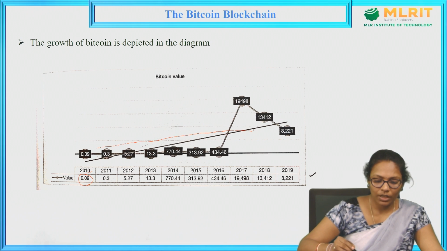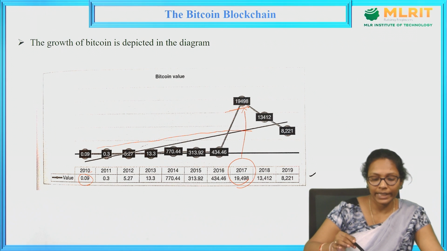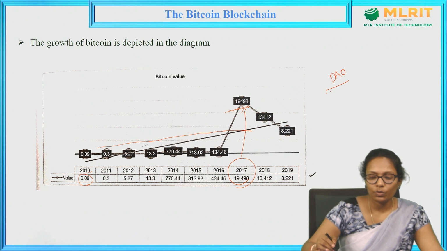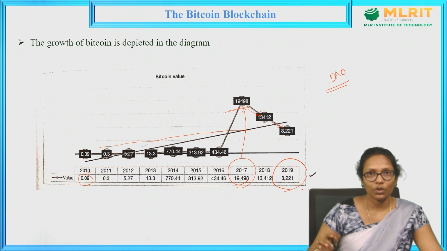And if you observe, in 2017 it reached its peak value of $19,498 US. After that, in 2017, we got an issue: an attack called the Diego attack. Because of that attack, the value decreased from 19,000 to 13,412, and later it decreased to 8,221 in the year 2019.